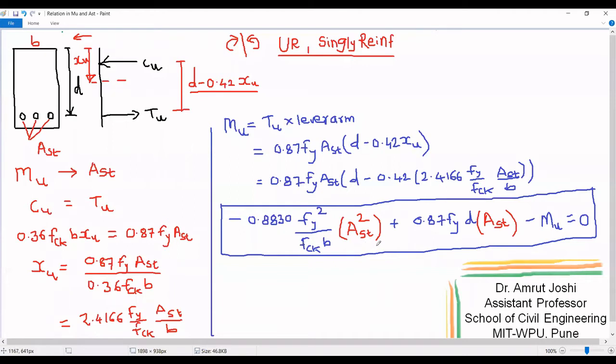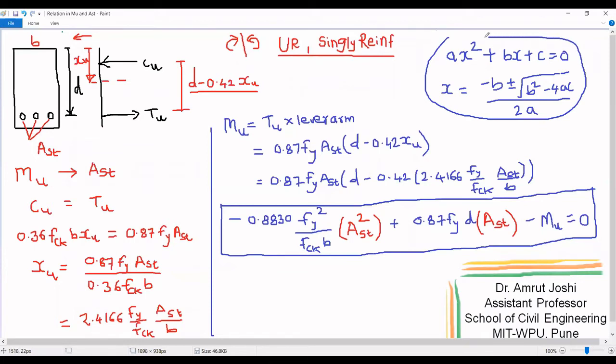So as you can see, this expression is quadratic expression in AST. So we can solve this for AST by invoking the result for solution of general quadratic equation. Let us say general quadratic equation is AX square plus BX plus C equal to 0. We know the solution for this equation is X is equal to minus B plus or minus square root of B square minus 4AC, whole thing divided by 2 times A. We will invoke this solution for solving quadratic in AST.